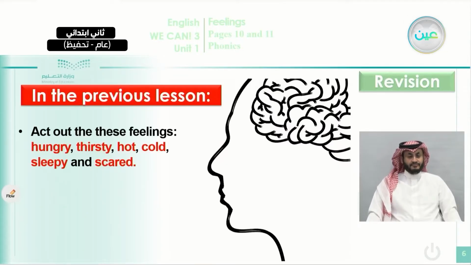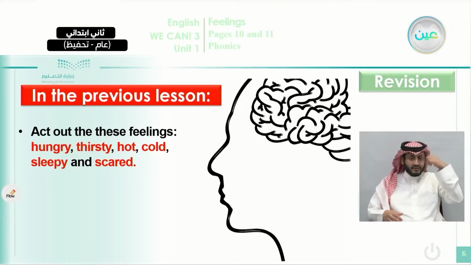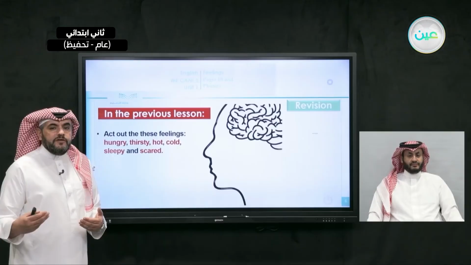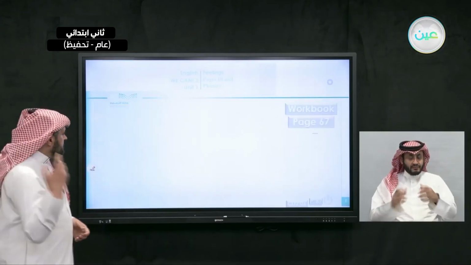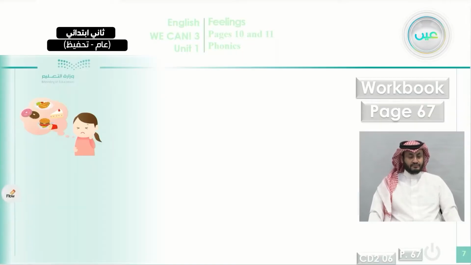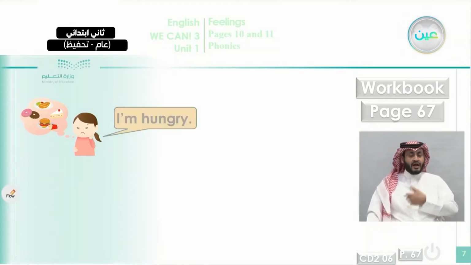And also in the previous lesson, we studied how to act out these feelings. If you are hungry, if you are thirsty, if you are hot, cold, sleepy, or scared, how can you act this verb? How can you pretend or how can you mime these verbs? Okay, now here you can tell if somebody acts like this, what can you tell? You can tell that he is hungry.